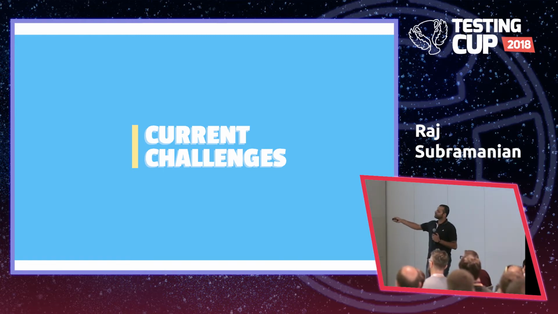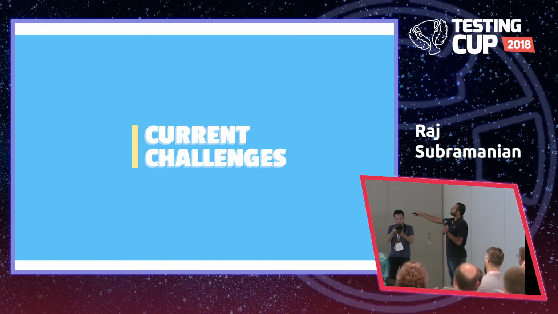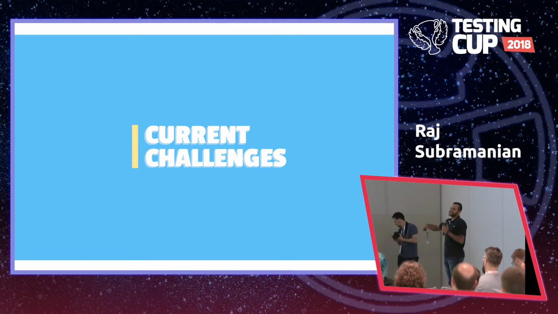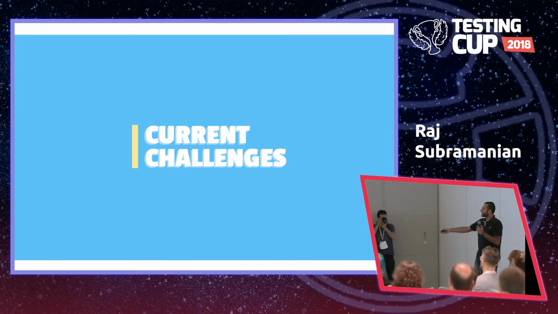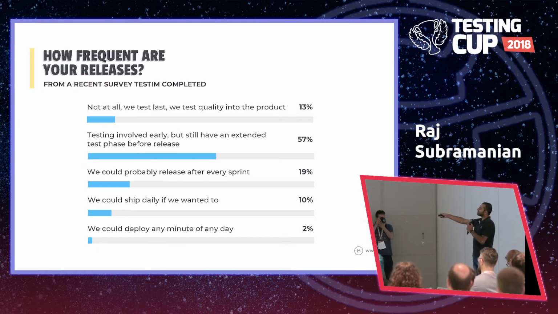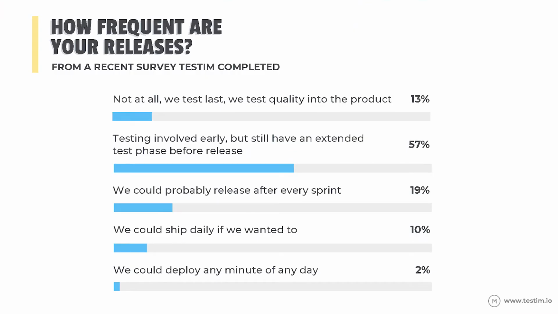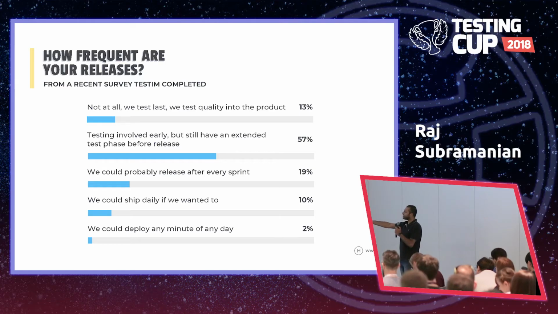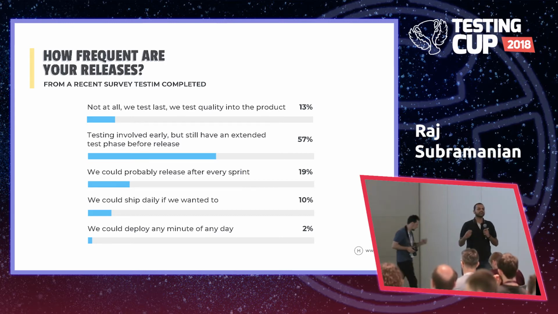We recently did a survey on how frequently people release software, and this is what we found. 13% of people said they keep testing the product until they think it's really good quality, so they end up releasing software once in 6 months or once in a year. Then the majority have extended testing phases where they do rigorous testing for a long time, and because of that, they release software only once in 6 months. And finally, on the other end of the spectrum, only 2% of people actually release software every minute of every day.